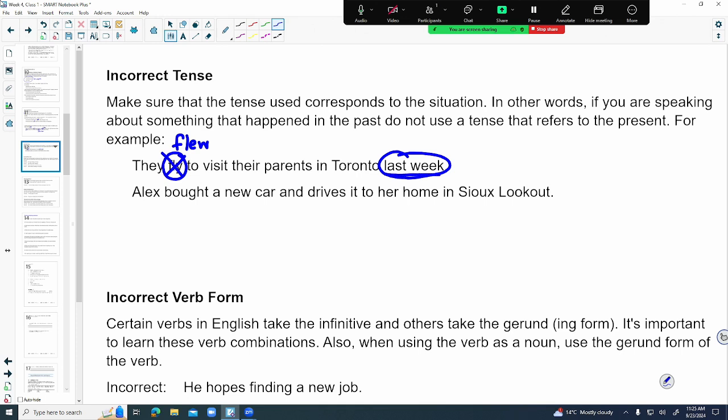"Alex bought a new car and drives it to her home in Sioux Lookout." So we've got two verbs, "bought" and "drives." They're in different tenses. "Bought" is past tense. "Drives" is present tense. Okay, we can't have two different verb tenses in the sentence. So, "Alex bought a new car and drove it to her home in Sioux Lookout." So we have to make sure that our tenses are the same. We've got "bought," a past tense, and "drove" is past tense.